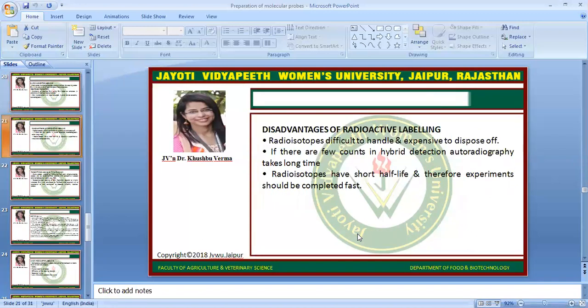What are the disadvantages of radioactive labeling? Radioisotopes are difficult to handle and expensive to dispose of. If there are few counts in hybrid detection, autoradiography takes a long time. Radioisotopes have a short half-life, and therefore experiments should be completed very fast.